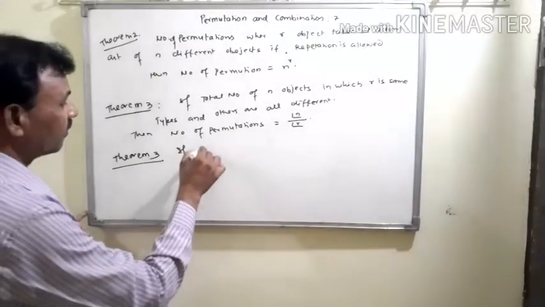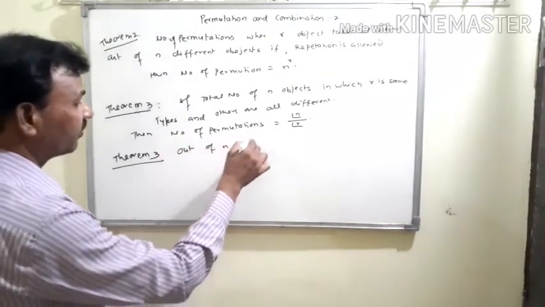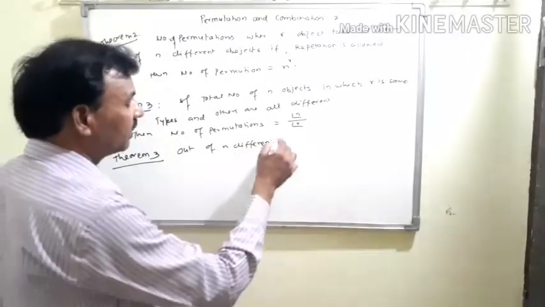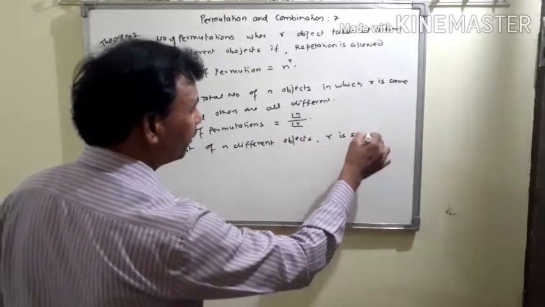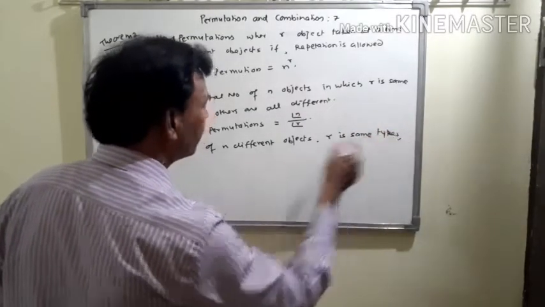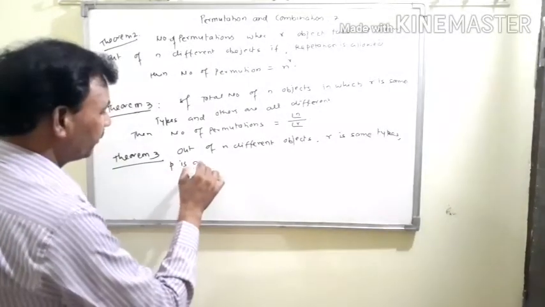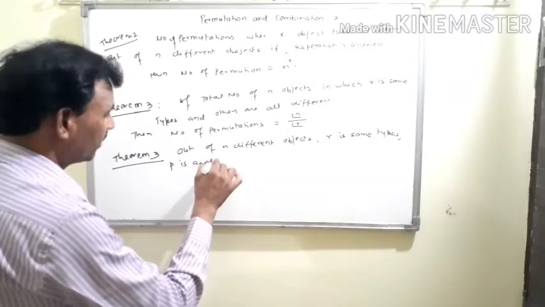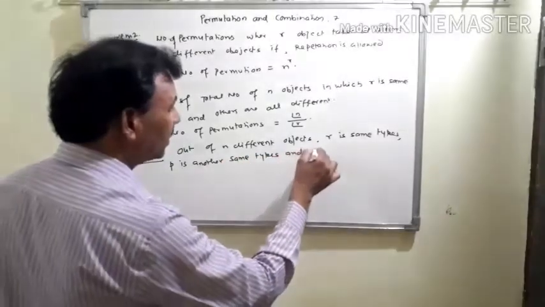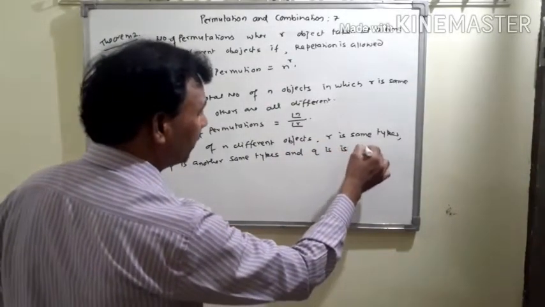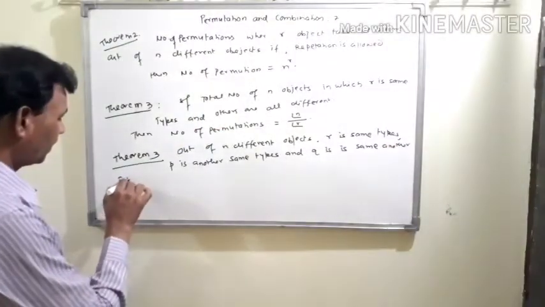If, out of n objects, r are of the same type, p are of another same type, and q are also of the same type, in other types of objects.